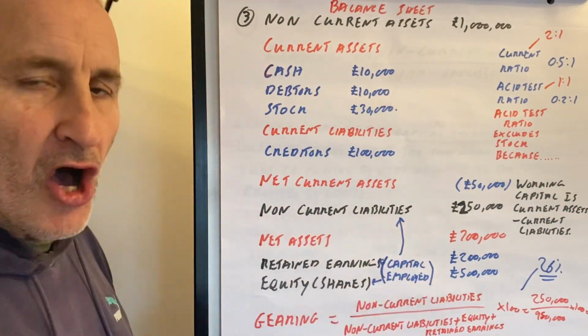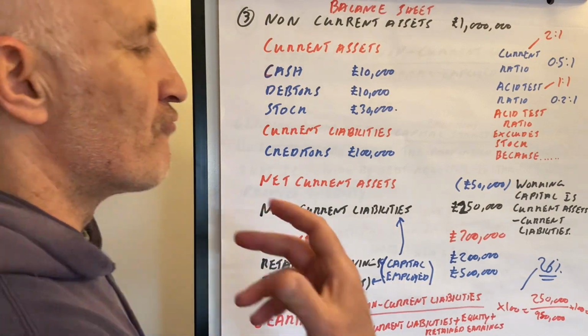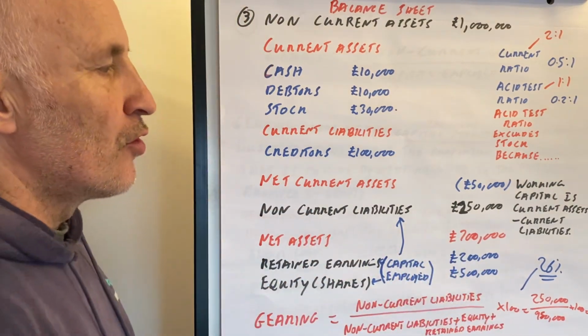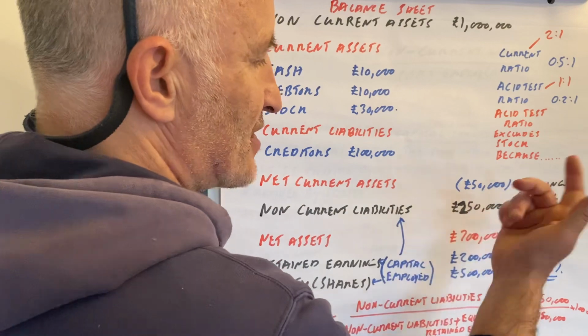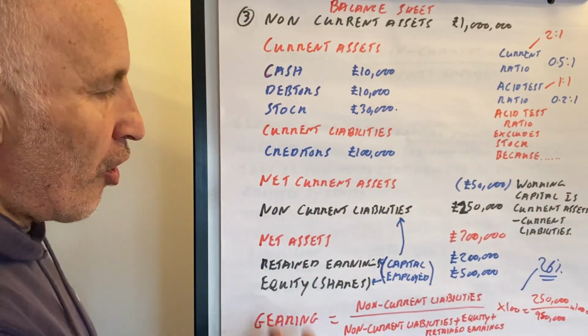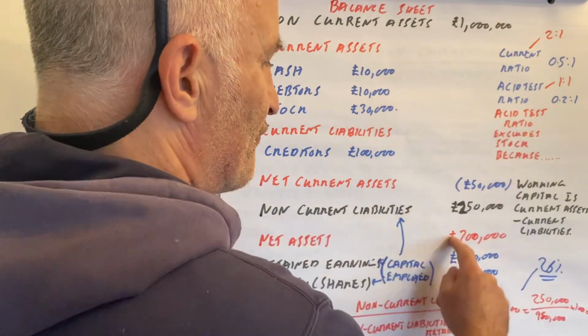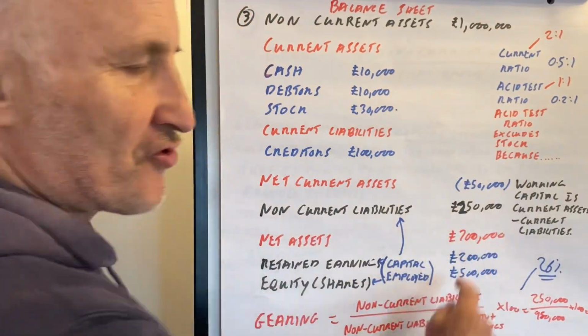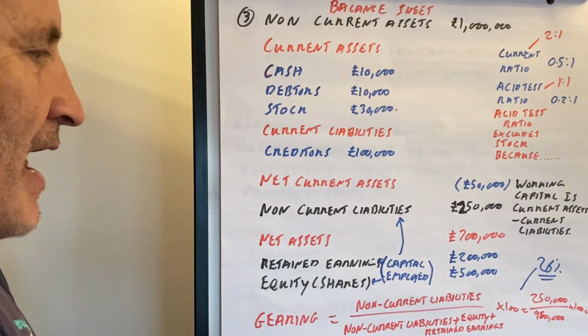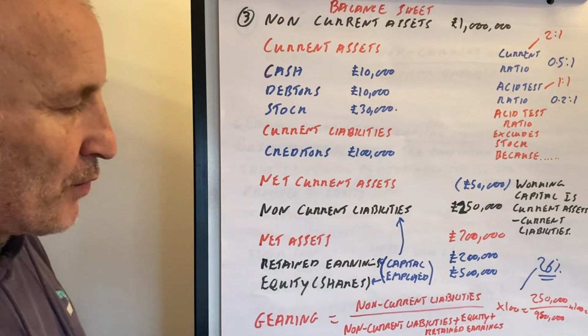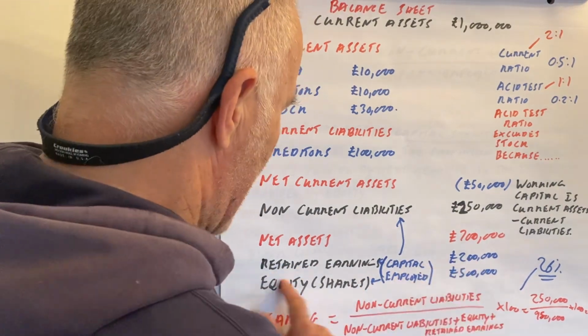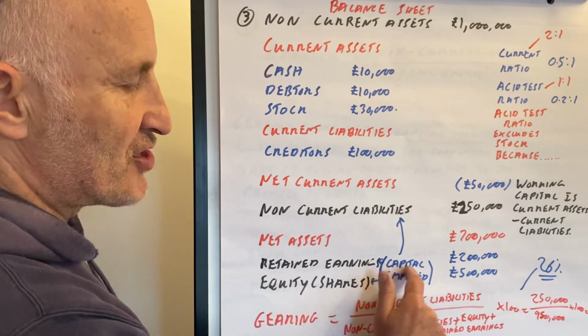Non-current liabilities are your long-term loans. Right, to get net assets, we take off the net current assets, which happens to be minus 50,000. Obviously, we take off the loans because that's a liability. So the amount that this firm is worth is 700,000 quid. Now, how has this firm been funded? Well, we've got £700,000 worth of equity and retained earnings.